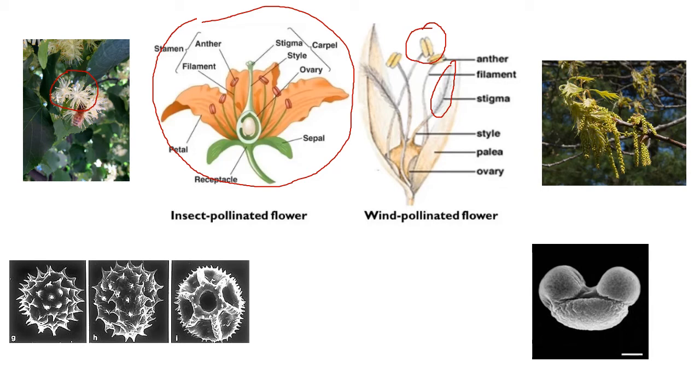The pollen grains themselves are different too. Down here at the bottom I've got electron microscope images of some pollen. Over here on the left, this is pollen from the Asteraceae family, the sunflower family, which are animal pollinated.